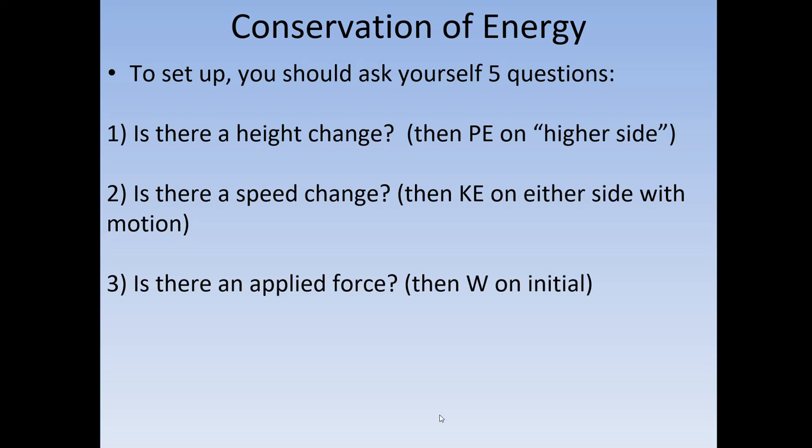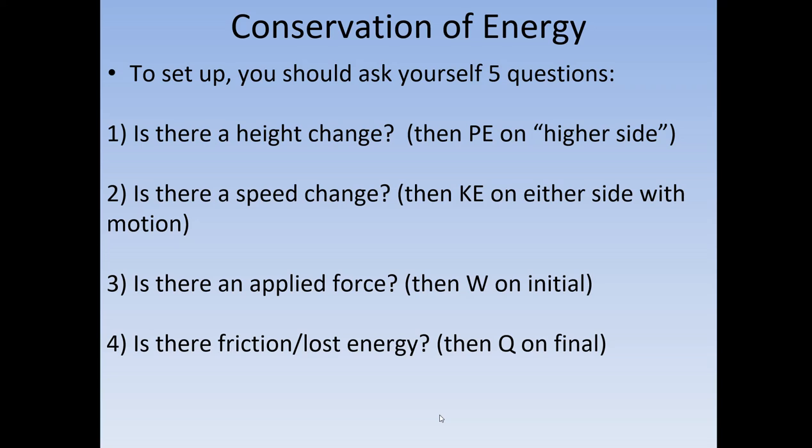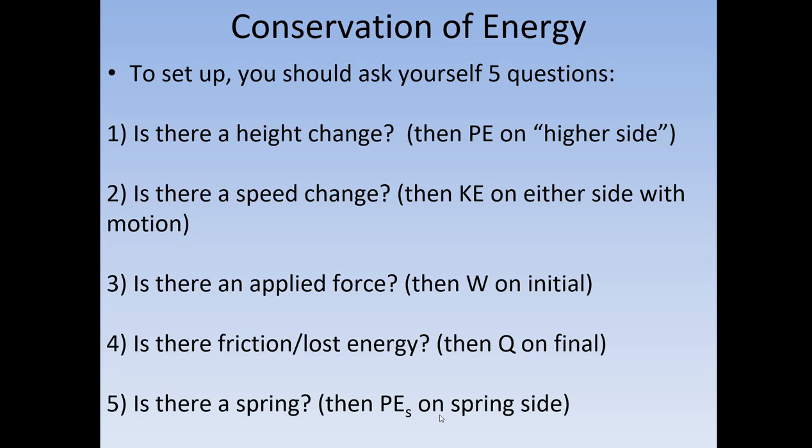The third one is, is there an applied force? So like, is someone physically pushing on this object? If so, work is always put on the initial side, never put on the final side. Is there friction or energy lost? Then Q goes on the final. Again, just like with the work, we can only start with work and we can only end with heat. And the last and least common question is, is there a spring? And if so, then the potential energy is on whichever side the spring is. If we started off with the spring being compressed, it's initial. If we end, it's on the final.